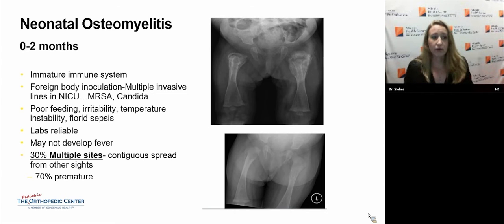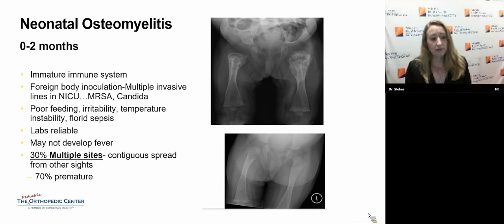An even smaller group to think about is neonates, so 0 to 2 months. In these kids, they really have a very immature immune system. They're more at risk for foreign body inoculation from those multiple lines. For example, if they're in the NICU, they're more at risk for severe infections, including MRSA and Candida. They may present with this infection in terms of poor feeding, irritability. They may have temperature instability, and they could even have florid sepsis.